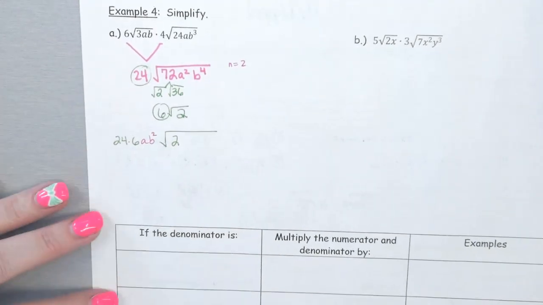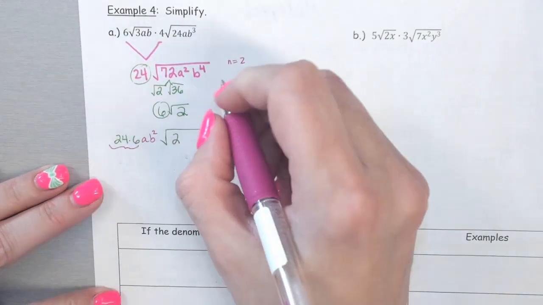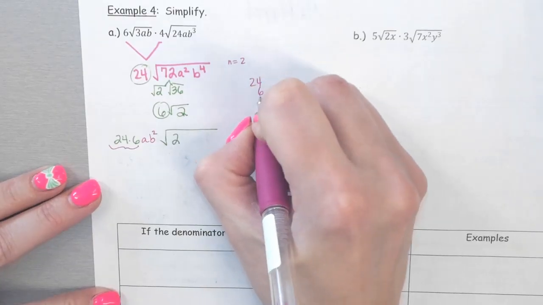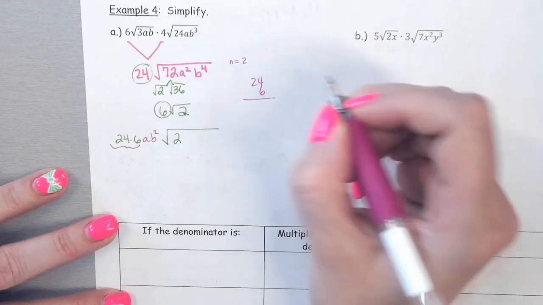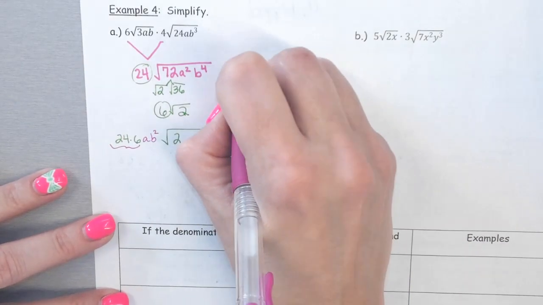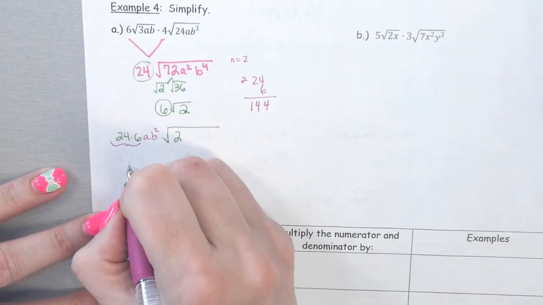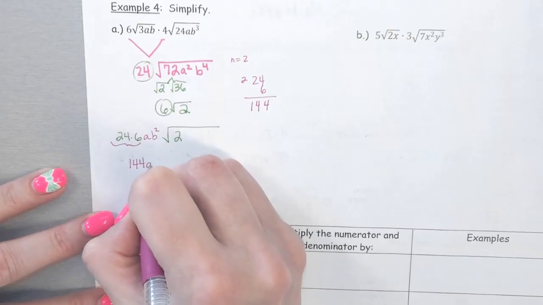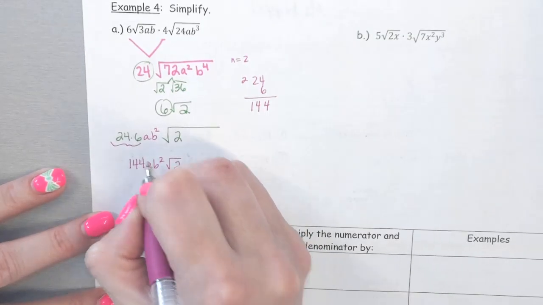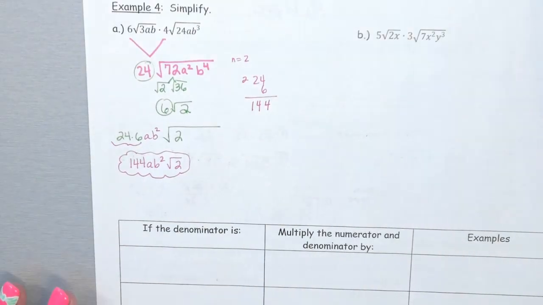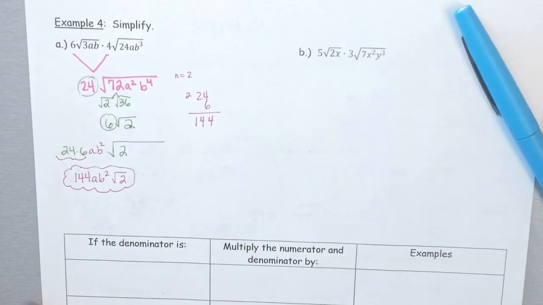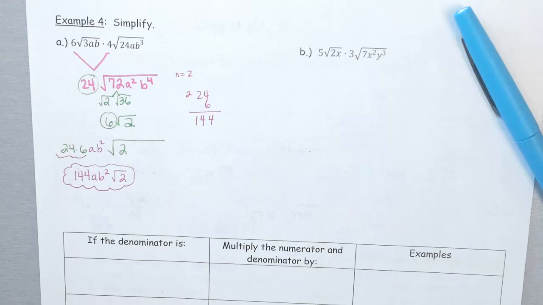Okay, so your final answer, we're going to multiply these together. You can either set up this old school, or you can do 20 times 6 and then 4 times 6. Whichever you like better is fine. So you have 144 a b squared root 2. All right, so using that, will you guys do part B?